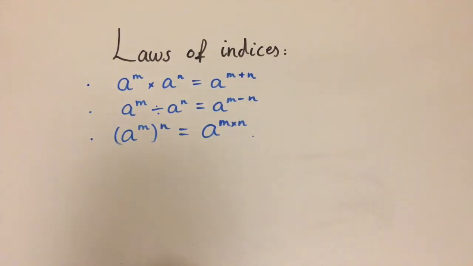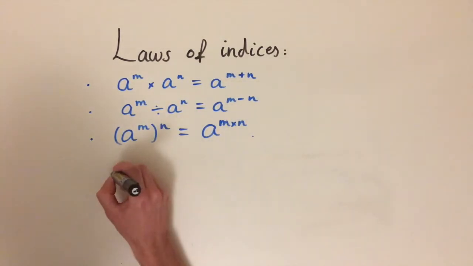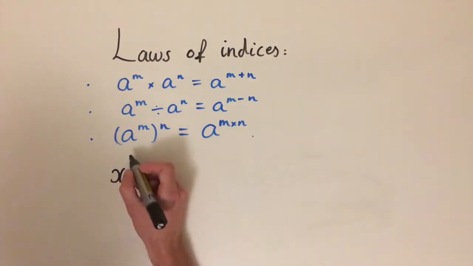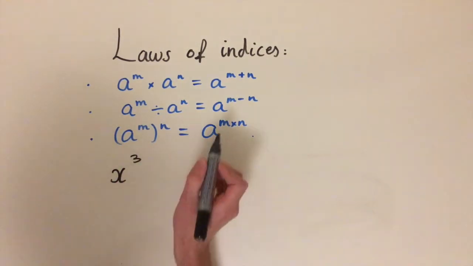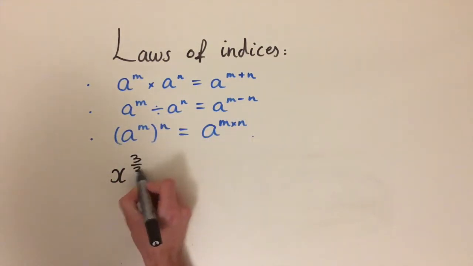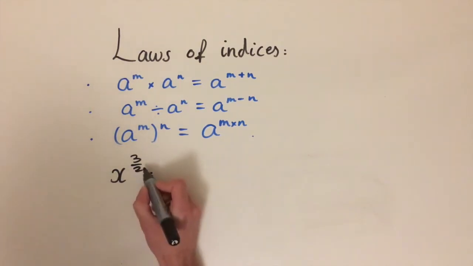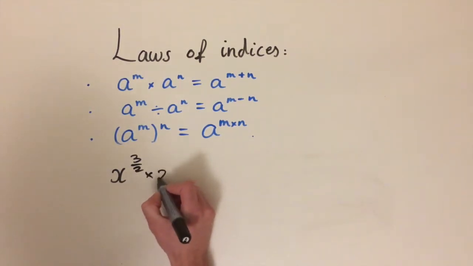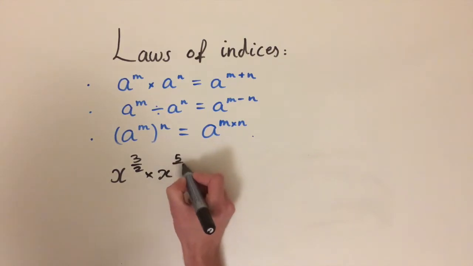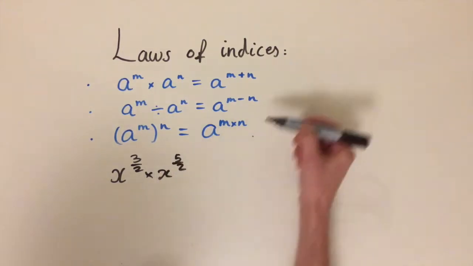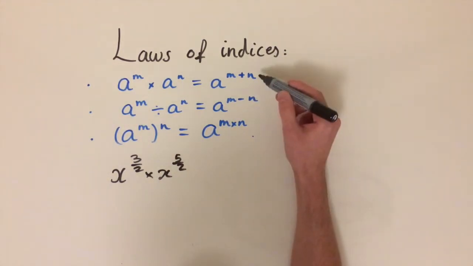Okay, I want to do one final example. This is actually a bit easier, but I just want to show that we can do the same for fractional indices. So if we have x to the power of 3 over 2 times x to the power of 5 over 2, we can use our laws of indices just as if they're integers.